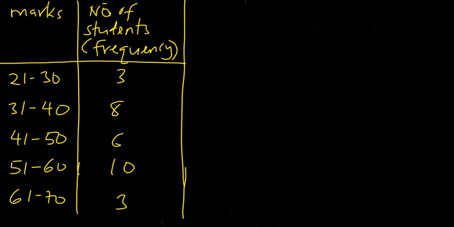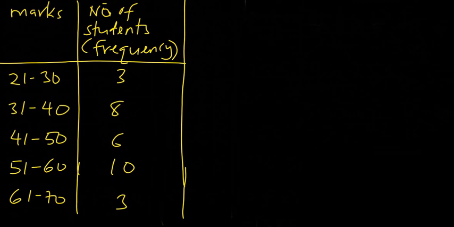We're going to learn how to estimate the mean of a grouped set of data. For this example, we have the marks scored by students in a particular test, where 3 students scored between 21 and 30 marks, 8 students scored between 31 and 40 marks, 6 students scored between 41 and 50 marks, 10 students scored between 51 and 60 marks, and finally 3 students scored between 61 and 70 marks. We're going to use this data to estimate the mean.